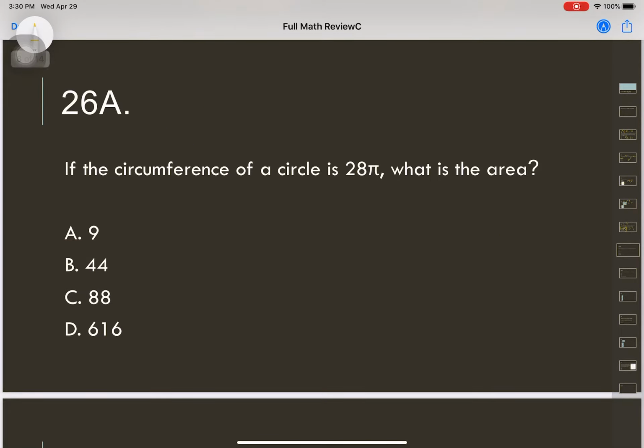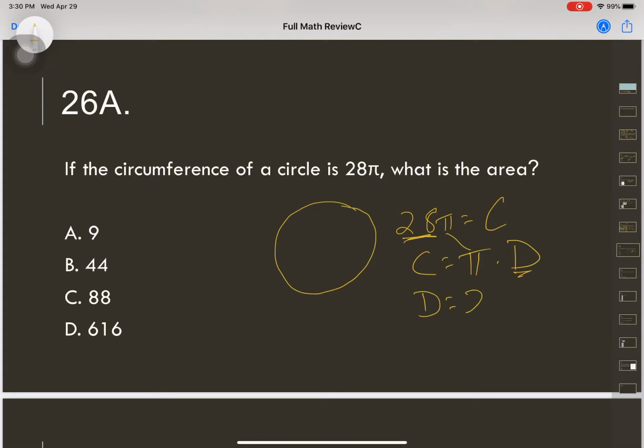What is the circumference of a circle? If the circumference of a circle is 28 pi, what is the area? And they may give you something weird like this. So the distance around the outside is 28 pi. It's the circumference. We know that circumference is pi times diameter. So guess what? There's my pi. That means my diameter has to be 28.